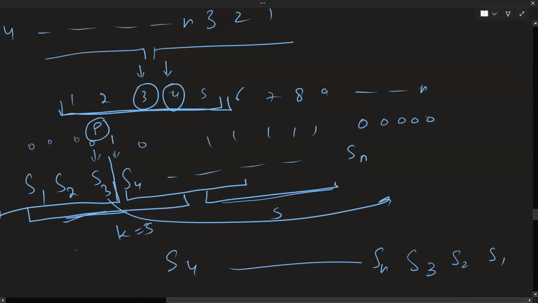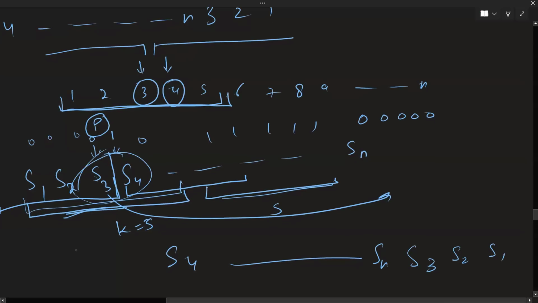Otherwise, other than this, if you choose anything else, these will be in the same bucket because k is a multiple of P. You choose something big, something small, S3 and S4 will always be in the same bucket. Choose anything less, you'll get S3, S4 next to each other. Choose anything big, S3, S4 will be next to each other. So you have to choose P as this thing. Is this making sense?